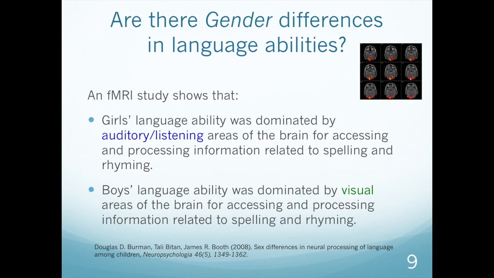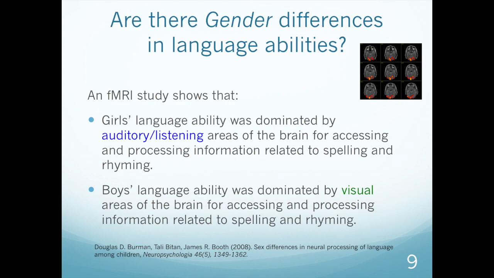So here, what this means is that for the same skill, i.e. the processing of spelling and rhyming, girls would use more auditory and listening skills, while boys would be more visual in their learning. Here, this shows differences. It doesn't show which one is better, but it shows differences in processing information.